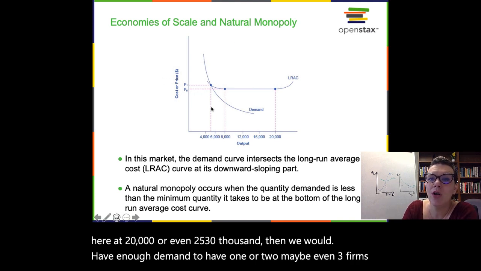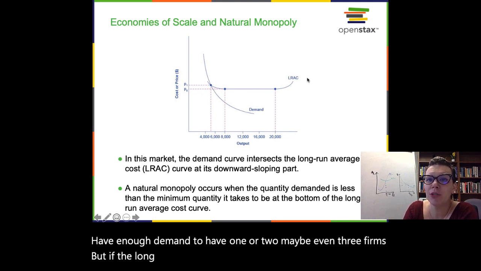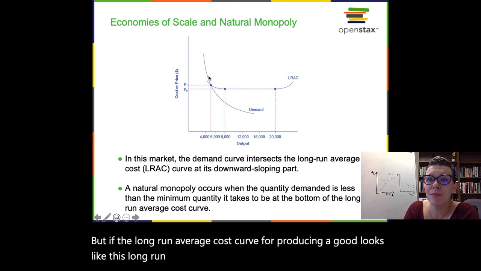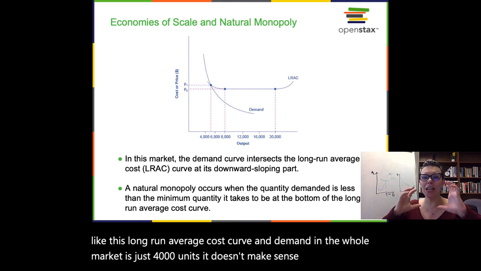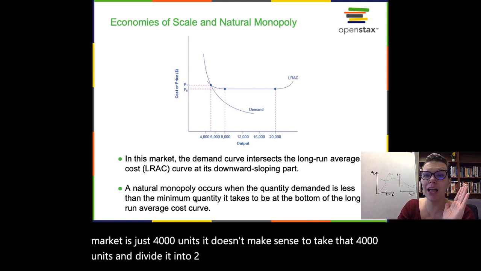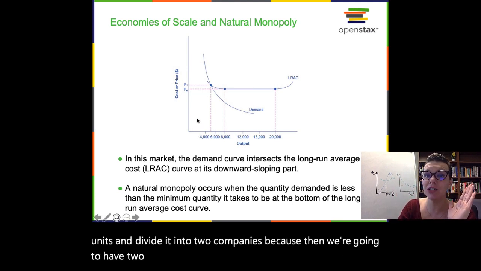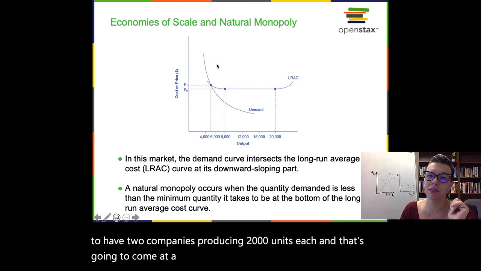But if the long run average cost curve for producing a good looks like this, and demand in the whole market is just 4,000 units, it doesn't make sense to take that 4,000 units and divide it into two companies, because then we're going to have two companies producing 2,000 units each, and that's going to come at a way higher cost. Does that make sense? Let's look at it another way.